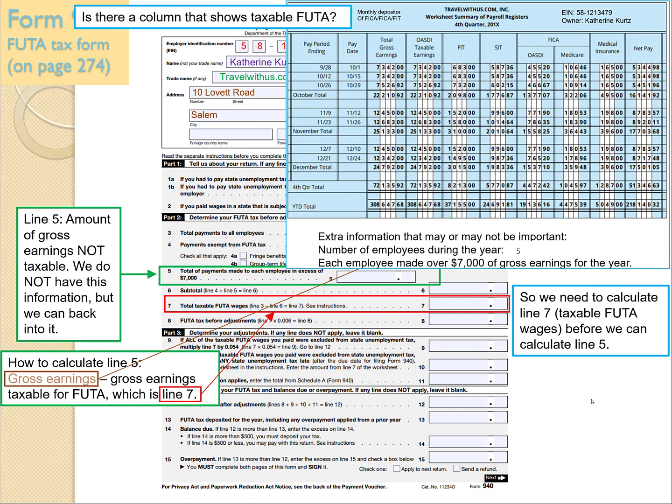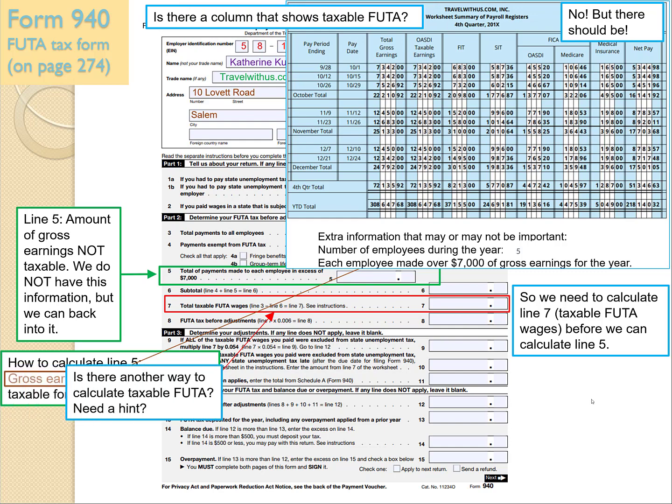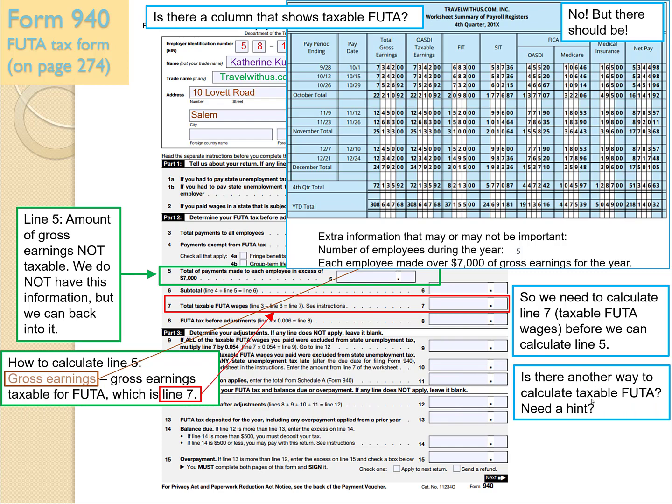So on our worksheet summary of payroll registers, is there a nice handy dandy column that shows taxable FUTA? There should be one, but there's not. So we're going to have to get the information some other way. Is there another way to calculate taxable FUTA? You might need a hint if you're not paying close attention. Here's your hint.